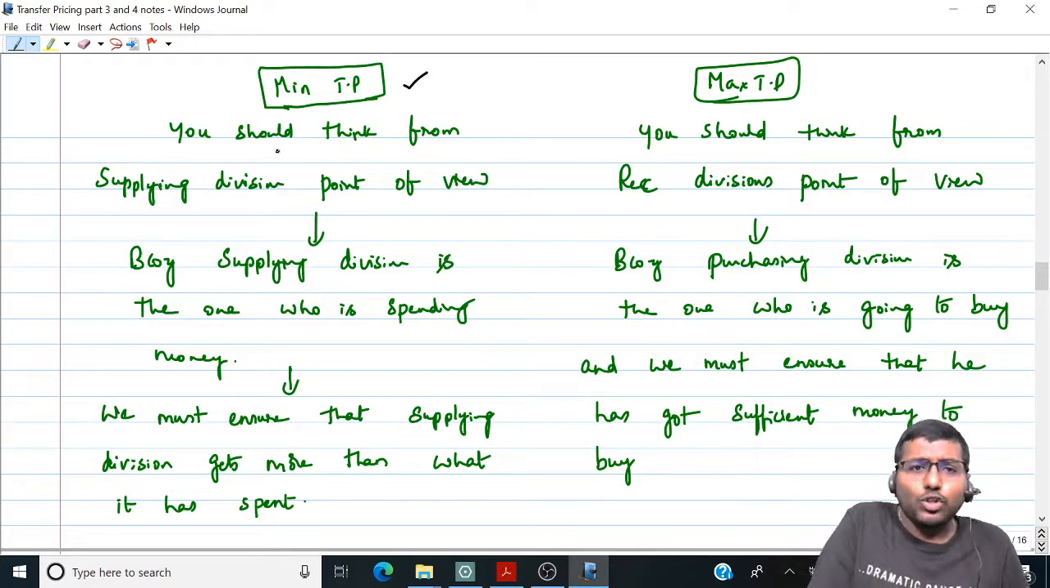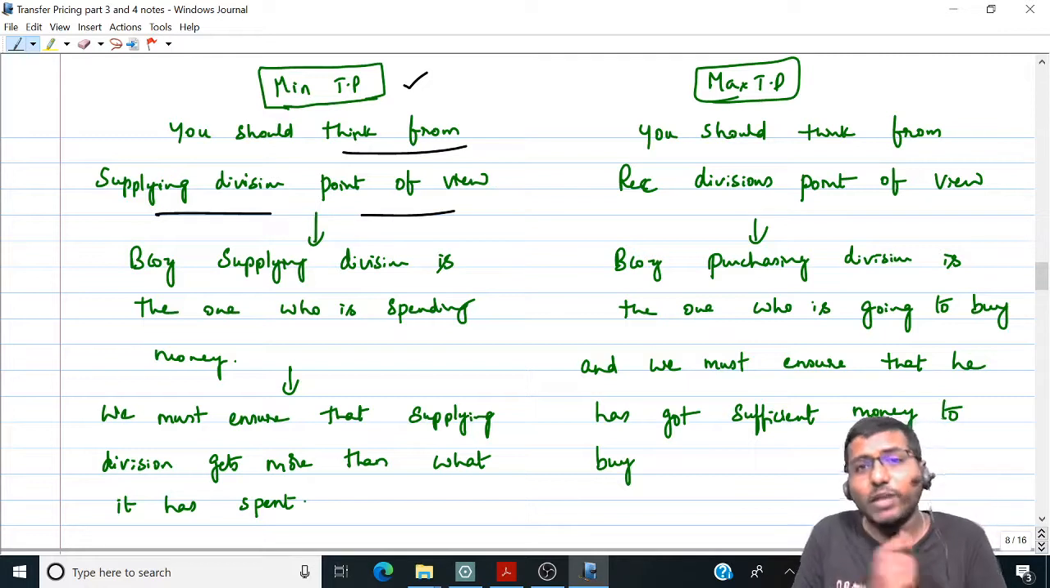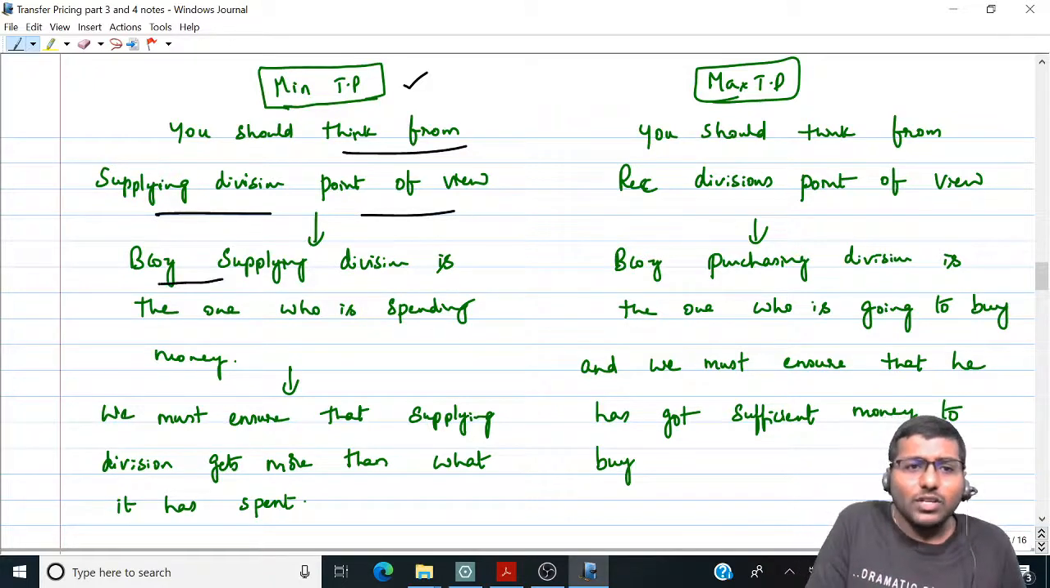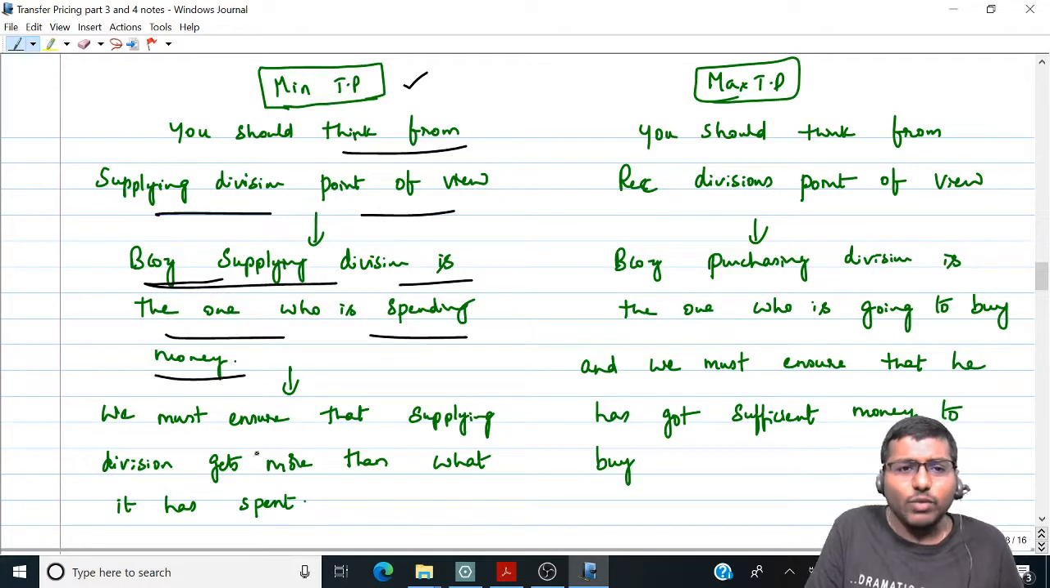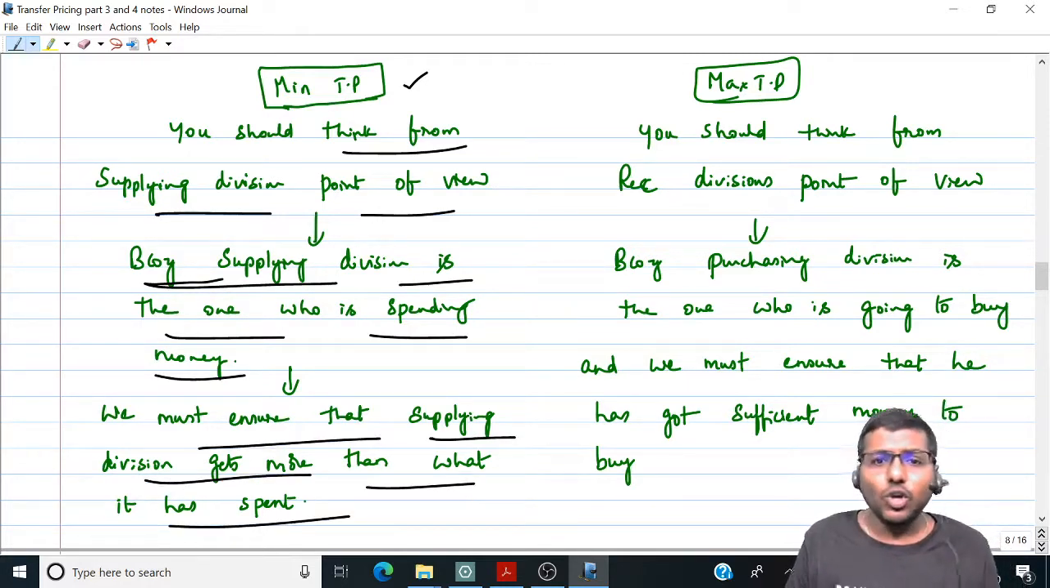Minimum TP: you should always think from the supply division's point of view. Why? Because the supply division is the one who has spent the money. So you should think from his point of view. Okay, how much have you spent? This much. Okay, I'll ensure that the TP is more than that. Game over. Because the supply division is the one who is spending money, we must ensure that the supply division gets more than what he has spent. Done. Universal rule. Now you don't have to learn any formula by heart, it's not necessary. Use your common sense. You know the logic over here.